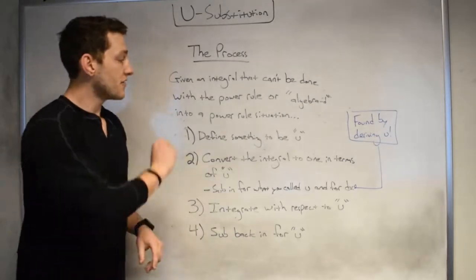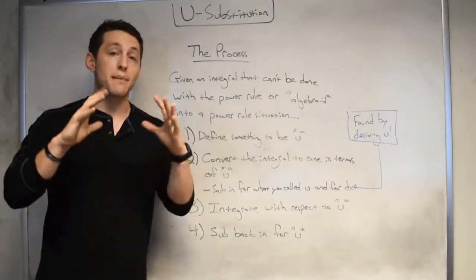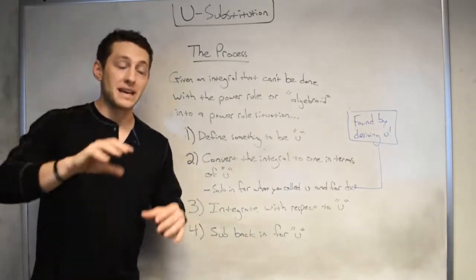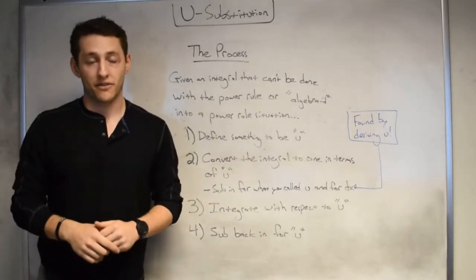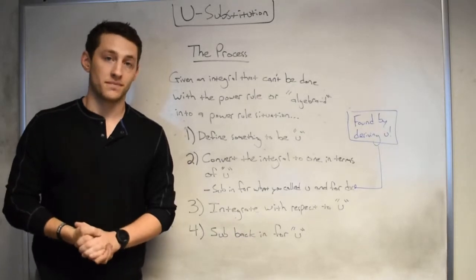Step 1, define something to be u. Usually this is a thing trapped by some kind of power, the power of e to the blank, so whatever that blank was, or the denominator of a fraction. Whatever it is, try defining something to be u.